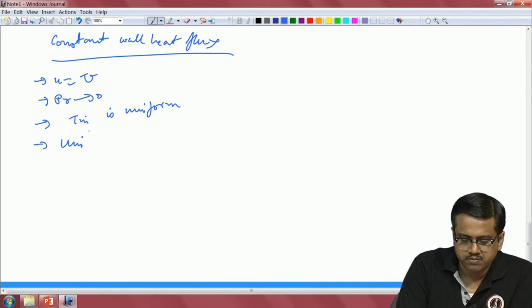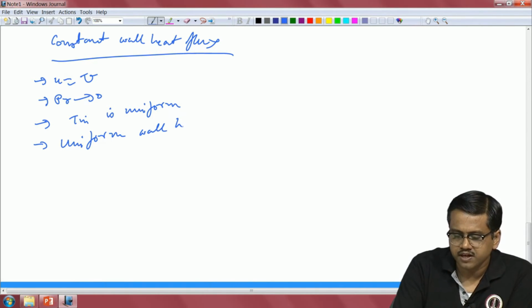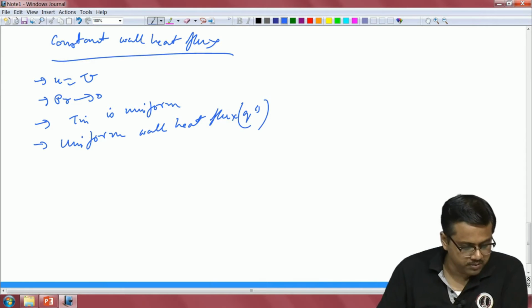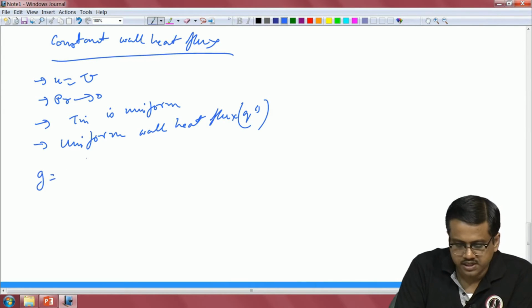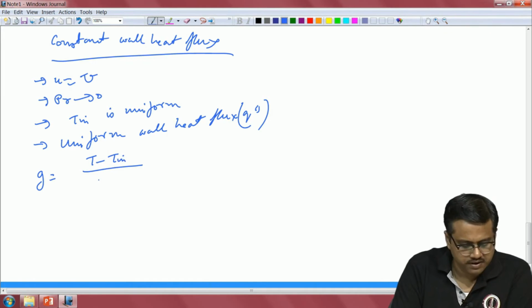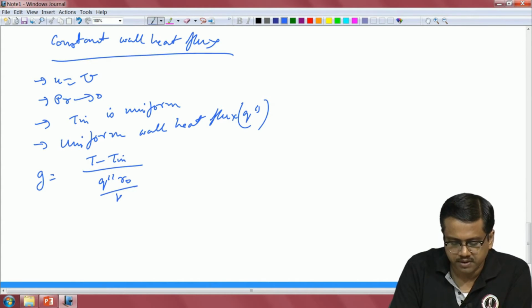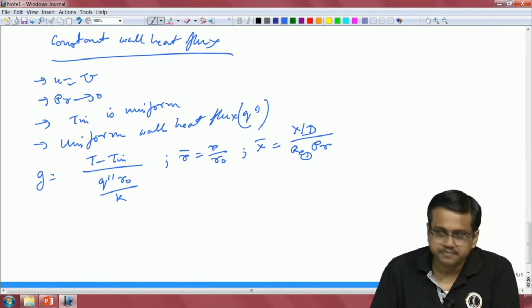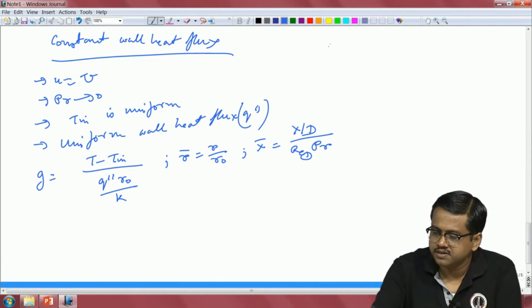There is a uniform wall heat flux. That's the only difference, which is Q double prime. That is all. There is a uniform heat flux, which is given by Q double prime. So now your definition of G is (T minus T in) divided by (Q double prime R naught by K), right? R bar equal to R by R naught. X bar is equal to X by D divided by Re_D into Prandtl number, right? So those are the things that we have.